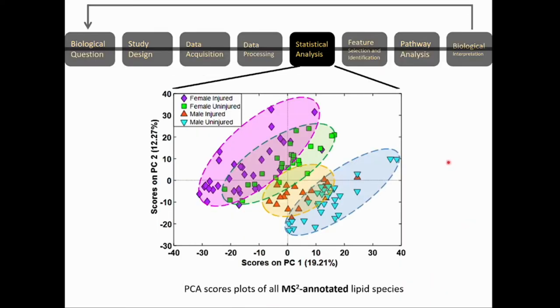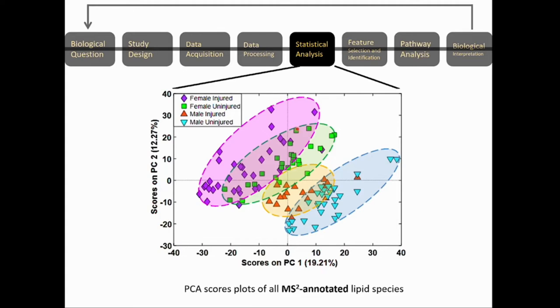What I'm showing you here is a PCA plot, a principal component analysis plot of the TBI data with the quality control removed and with the reference materials removed. And the first thing that we saw is, for example, focus on these purple diamonds versus the green squares. Purple diamonds are female injured animals. The green squares are female sham or uninjured animals.